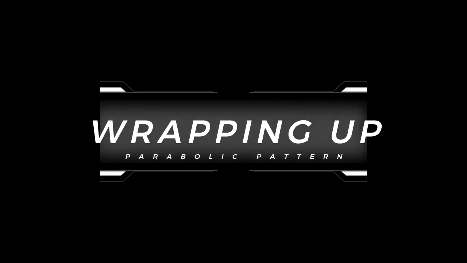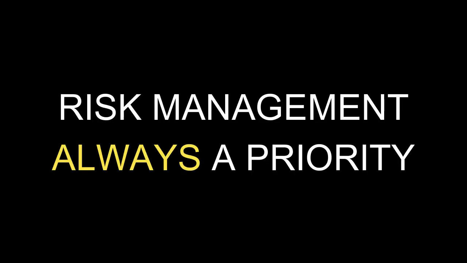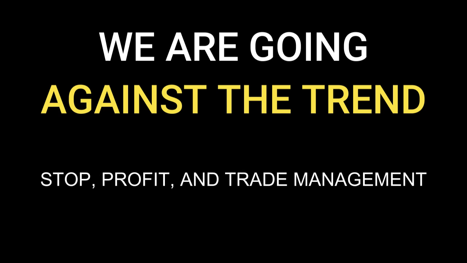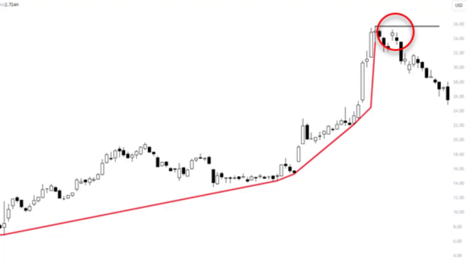So to wrap this up, this pattern is pretty valuable, but it's not foolproof. You really want to have risk management and combine it with other indicators. That's going to help it be a bit more successful. But remember what we're doing: we are trading against the overall trend when we use this pattern. So you want to make sure that your risk management, your stop loss, and your profit targets are all set. Now, recognizing this pattern is just the beginning. You've got to learn to use it effectively in your strategy. That's where you're going to find the success.